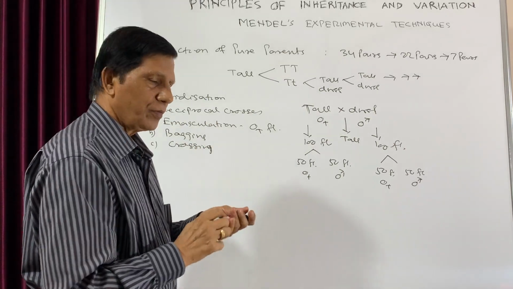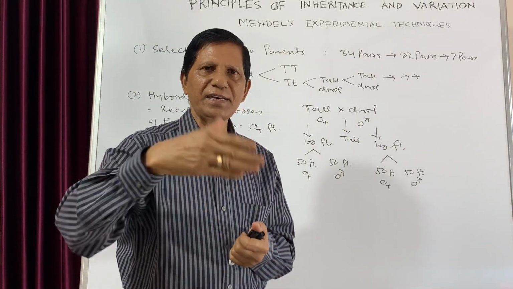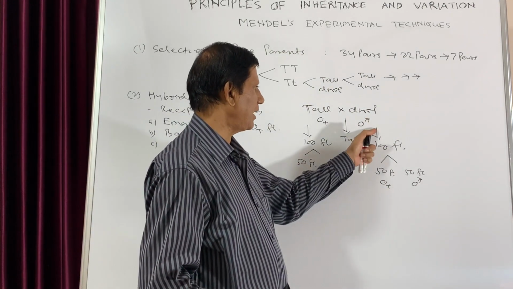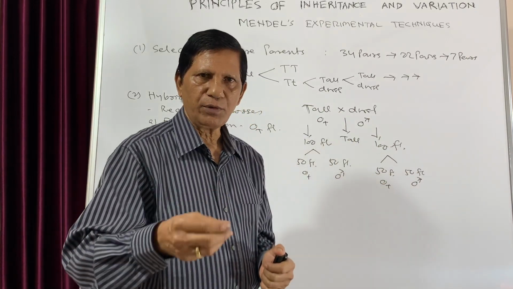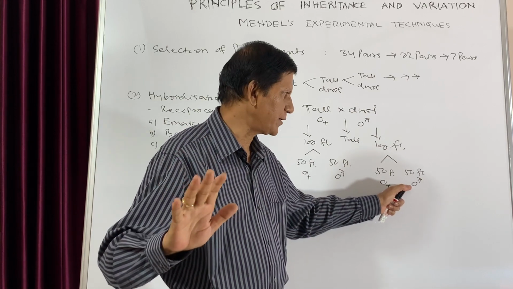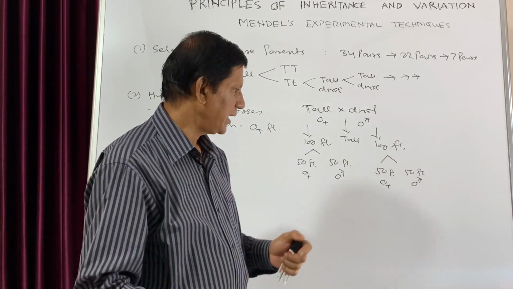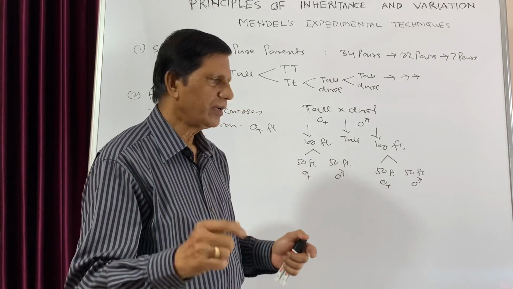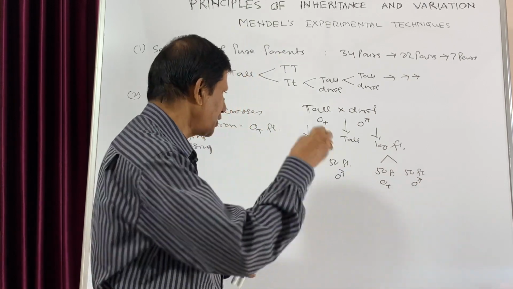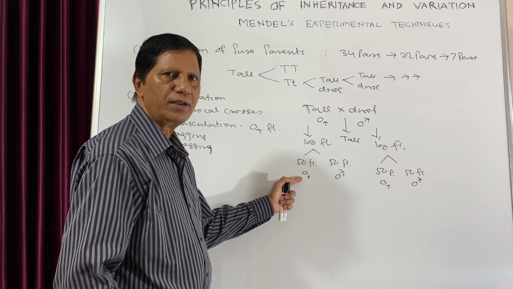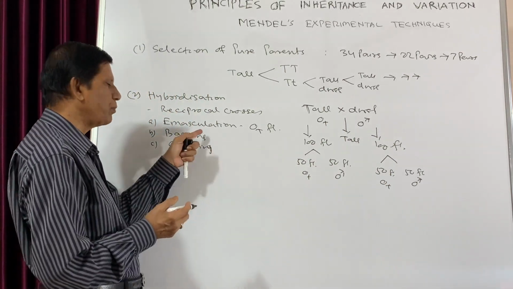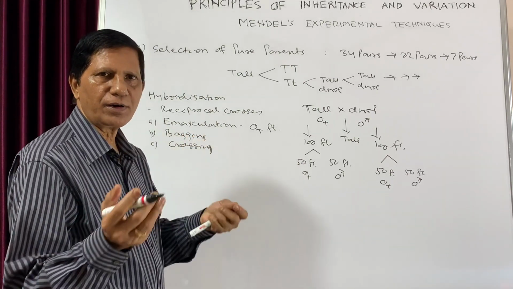Now you have put the bag. The next day you have to make a cross with the desired male plant. Suppose this plant is acting as a male plant. In this case also the flower should be bagged so that there is no contamination. On the day of crossing, you remove the bag from the female flower, remove the bag from the male flower of this plant, collect the pollen grains and dust them on the stigma of this plant. That is known as crossing with the desired plant. And after crossing, again you put the bag so that there will be no contamination.